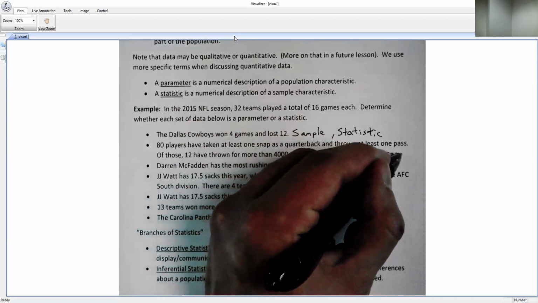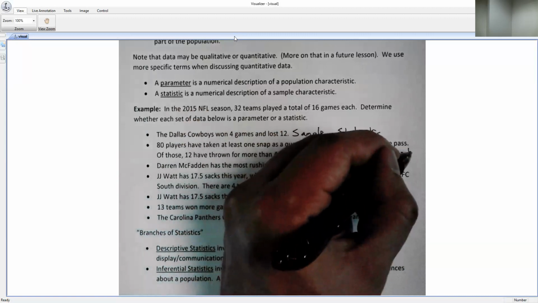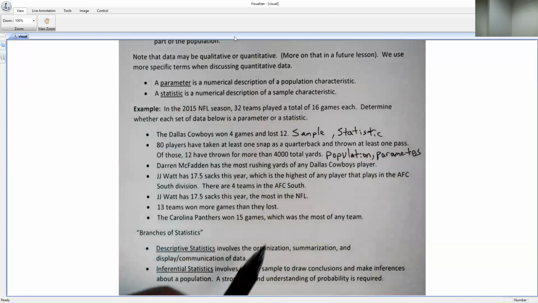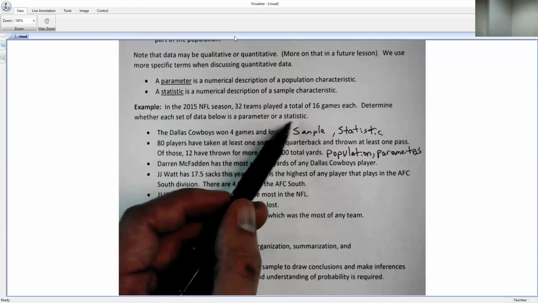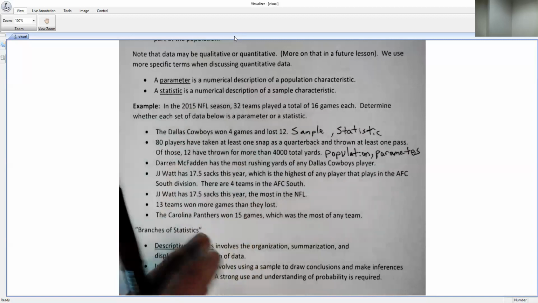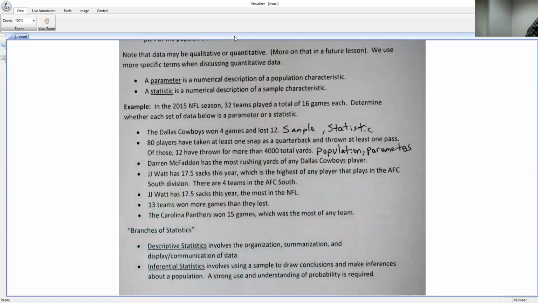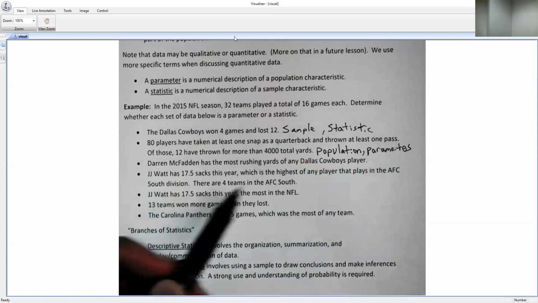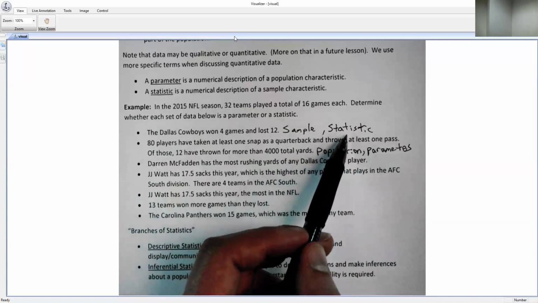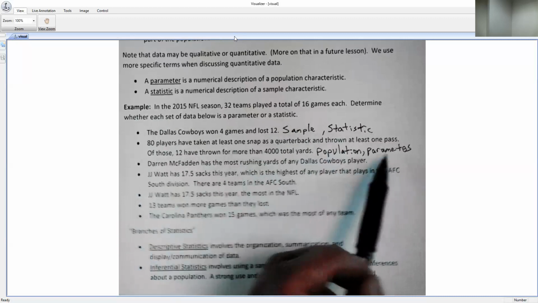And notice how the alliteration combines nicely here. We have sample with statistic, S with S, and we have population with parameter, P with P. So that's an easy way to remember those terms, that a statistic always measures the sample and a parameter always measures the population.